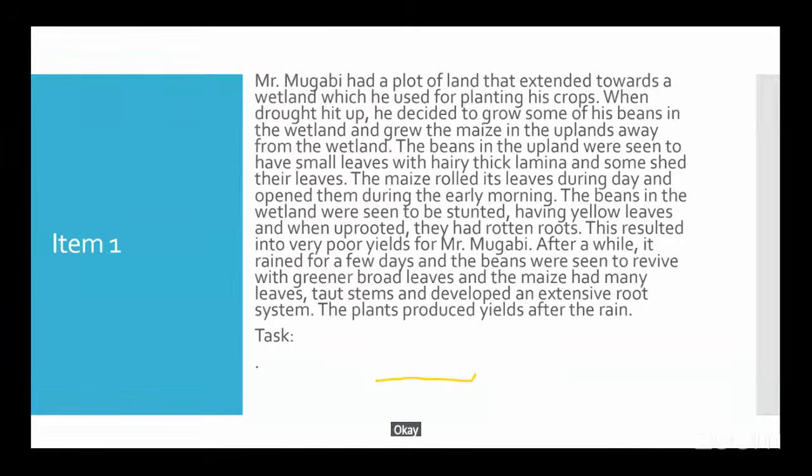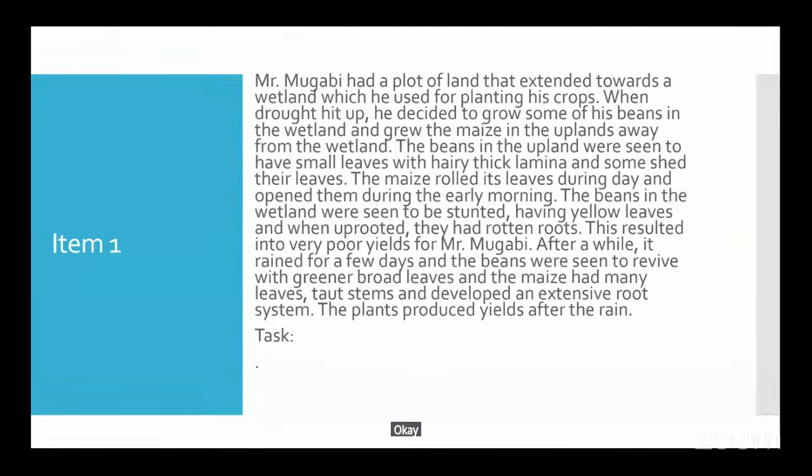Yeah. Okay. So then, Veron. Veron. Okay, we're still talking about the leaves in the wetland, right? I wanted us to go to the wetland.